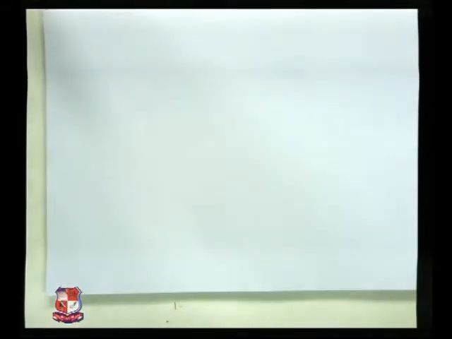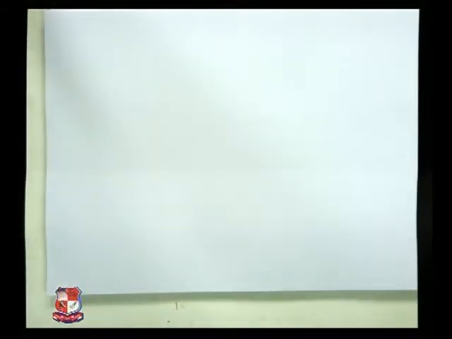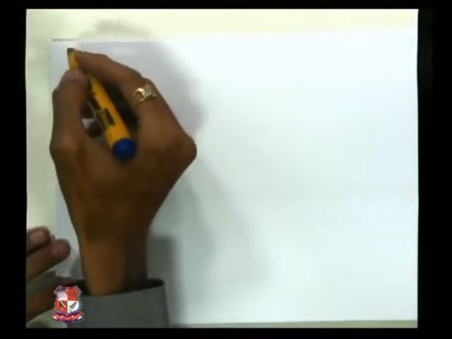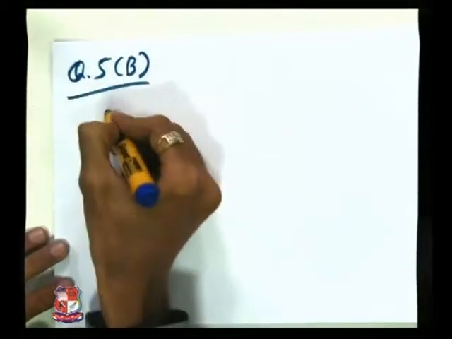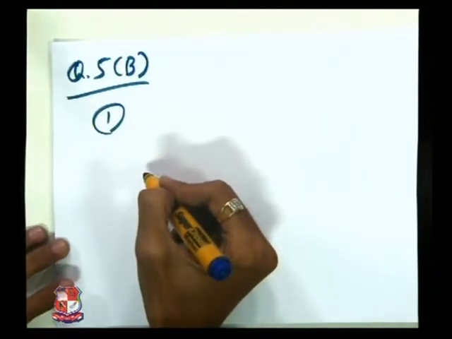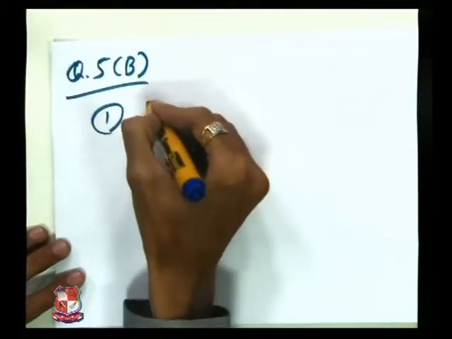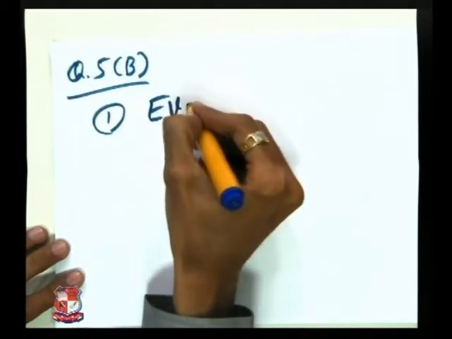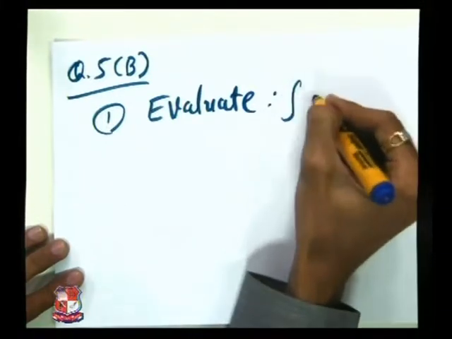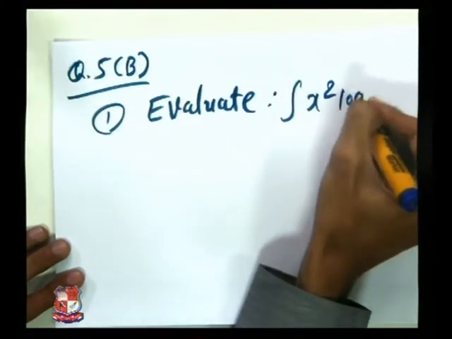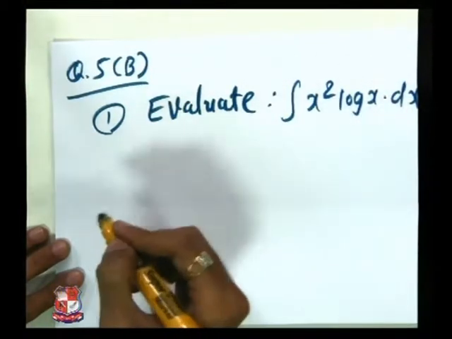Let us quickly move to the solution of question number 5b. Question number 5b is attempt any two, and the first question is question number 1: evaluate integration x square into log x dx.